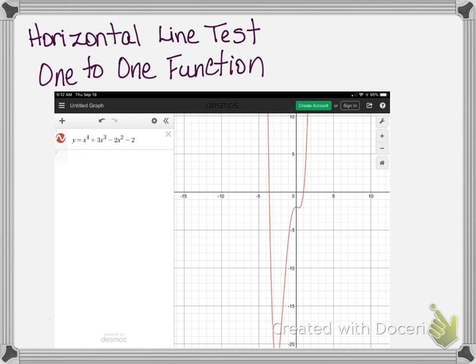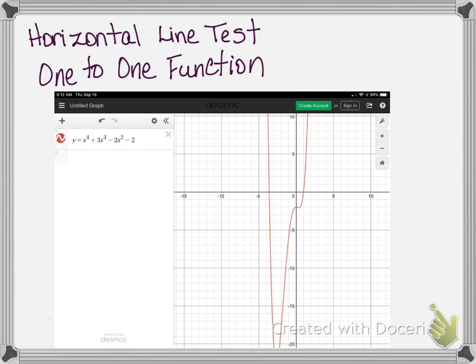Horizontal line test. You've heard of the vertical line test. What does the vertical line test tell us? If it's a function. The vertical line test tells us if it's a function. So when we are deciding if something is a one-to-one function, we have already decided that it's a function. So we don't even look at it being one-to-one if it's not a function, okay?